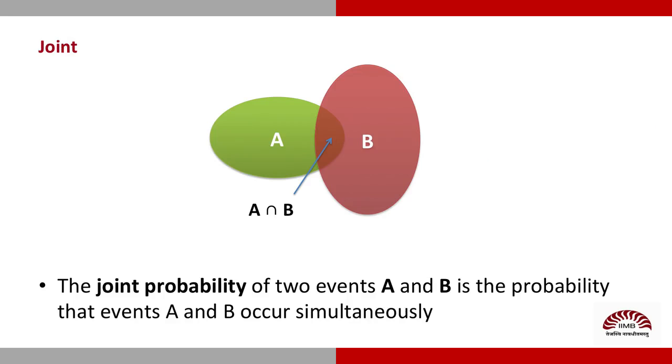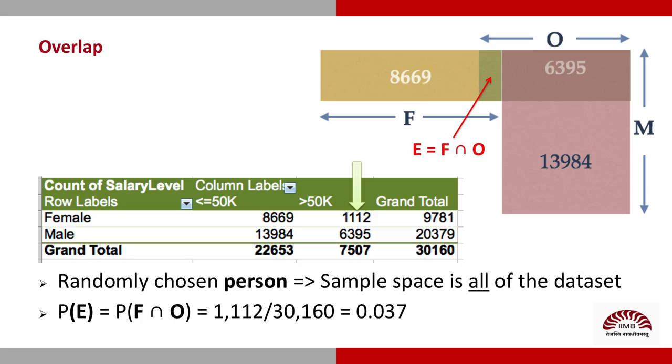The joint probability of two events A and B is the probability that the event A and the event B occur simultaneously. That's an intersection. Right. And the likelihood that a randomly chosen person from this data set is a female making over 50K is given by, you guessed it, P(F intersection O), which is nothing but a joint probability.